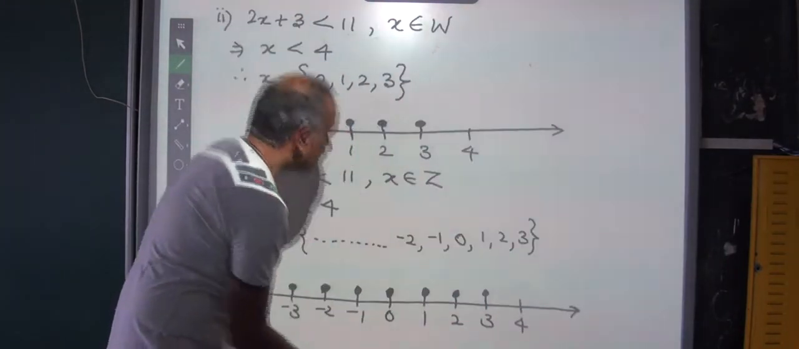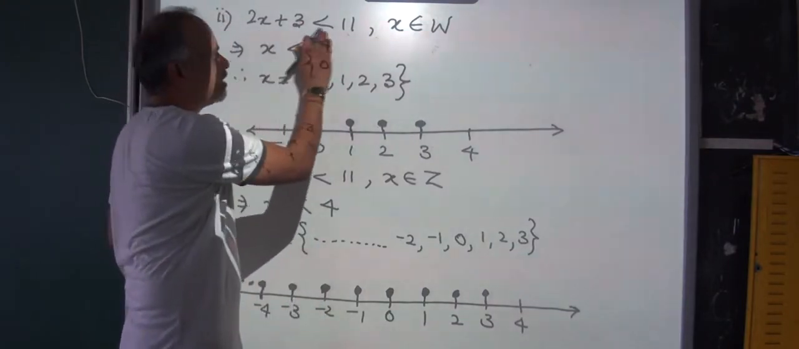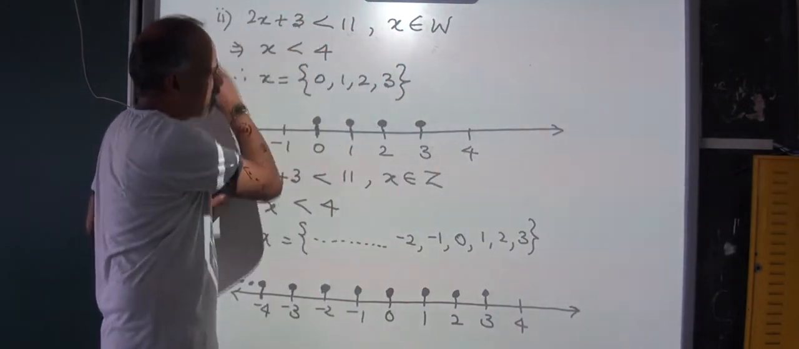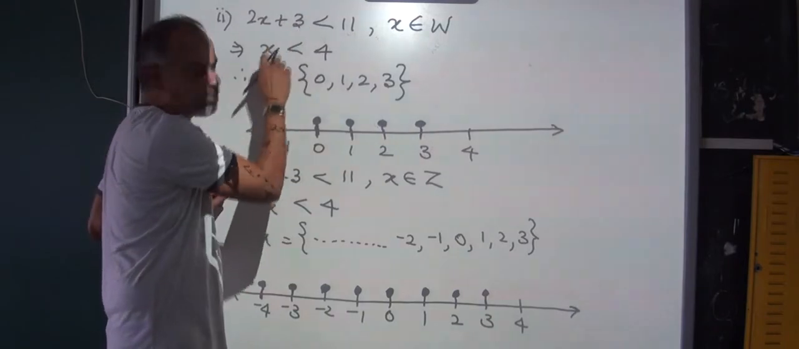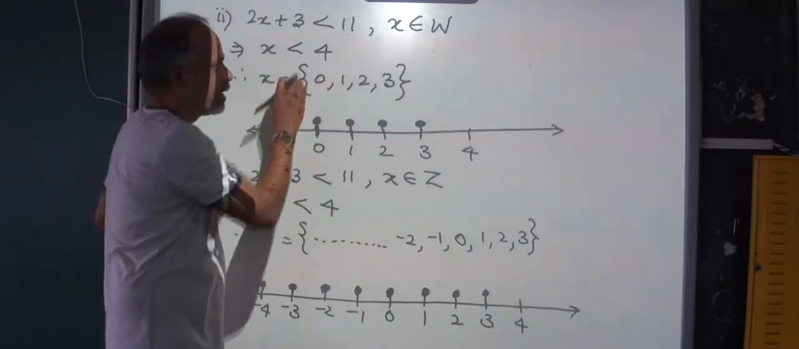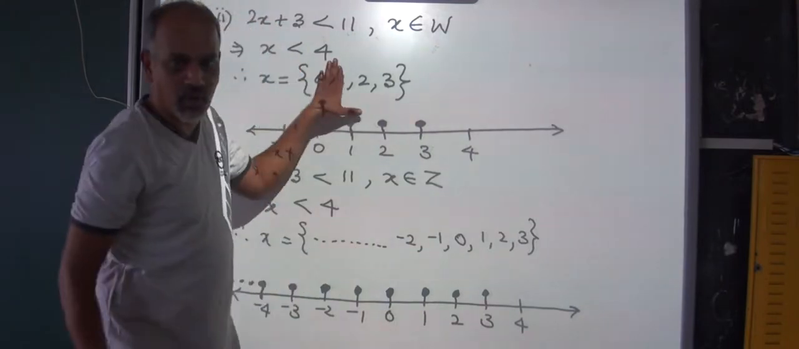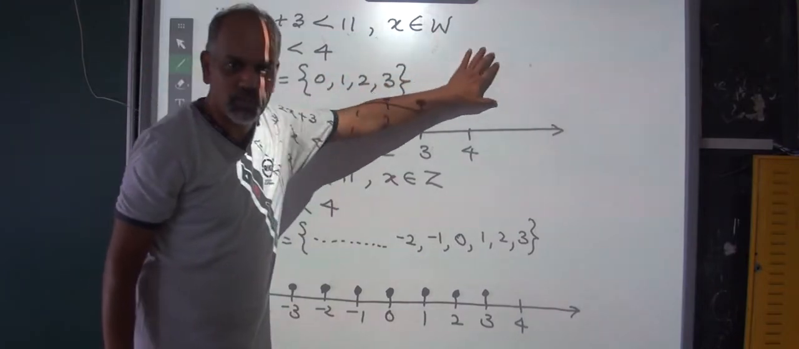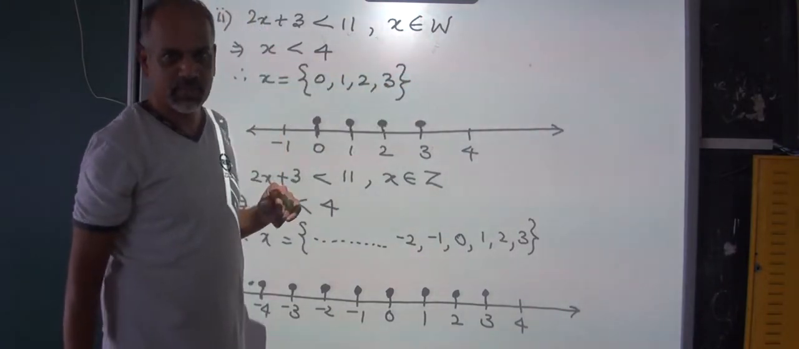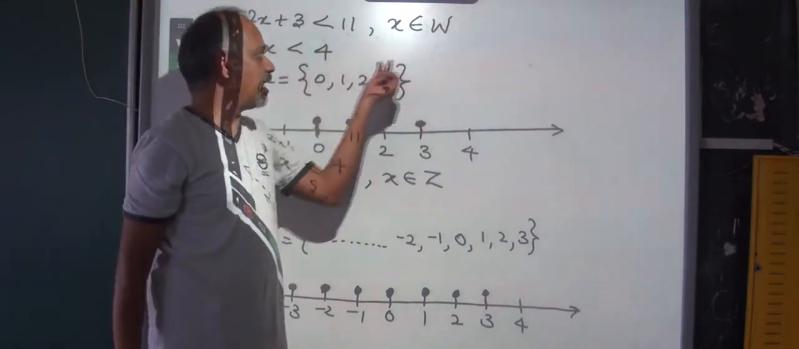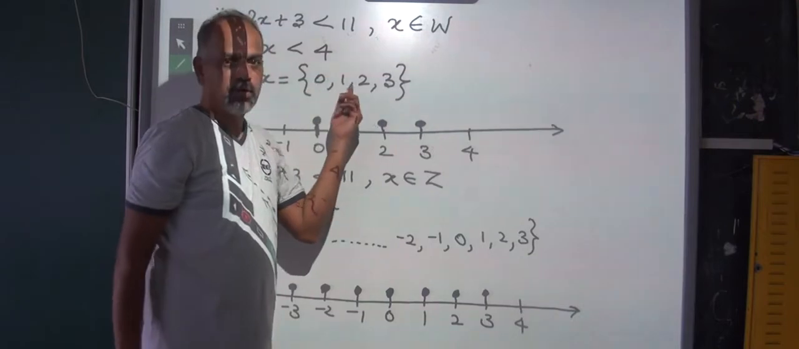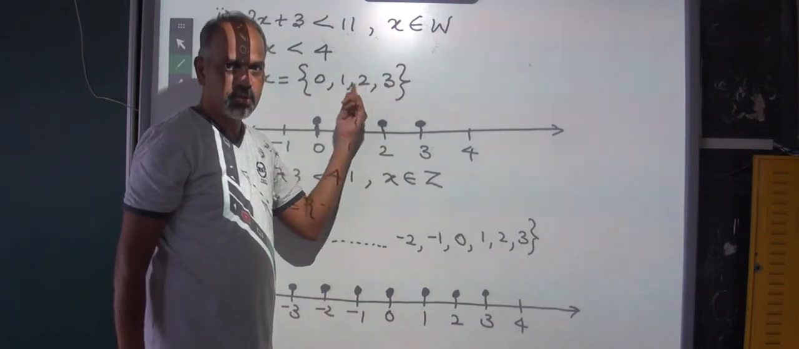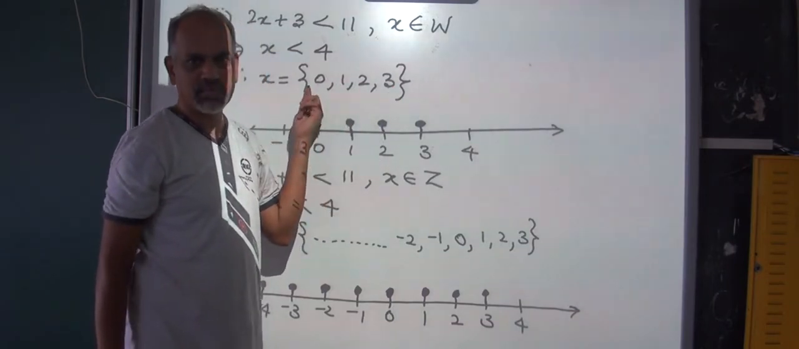So, look at the second one. The second one is 2x plus 3 is less than 11, but now x belongs to whole numbers. So the solution in the previous case was, after solving the two steps, x is less than 4. Now x is less than 4 and x belongs to whole numbers, so you are going to look for whole numbers which are less than 4. Those are 0, 1, 2 and 3, because whole numbers start from 0.